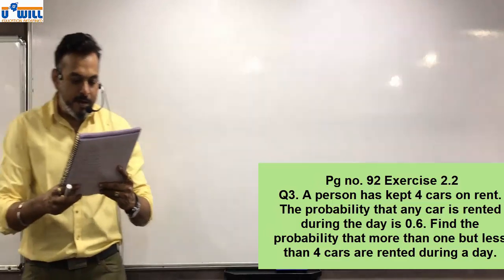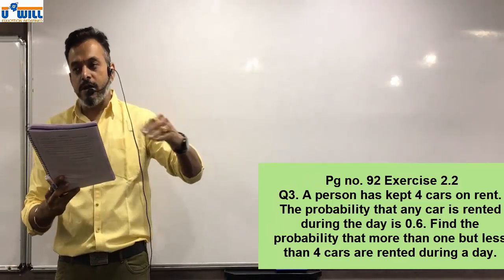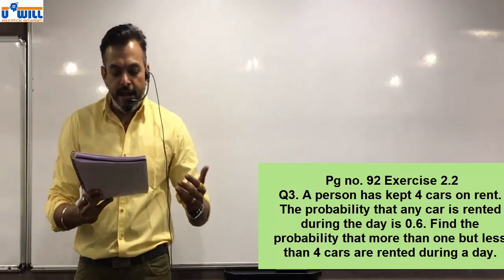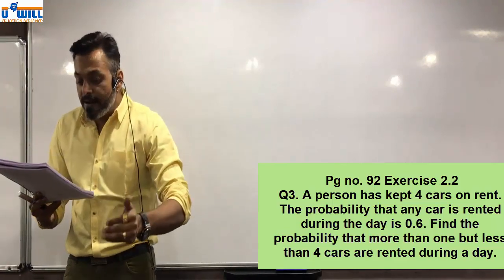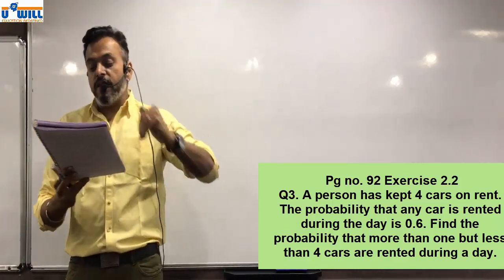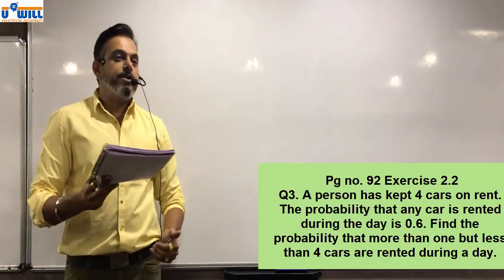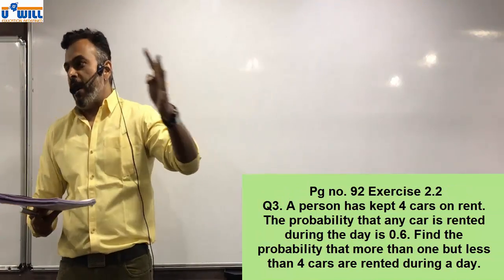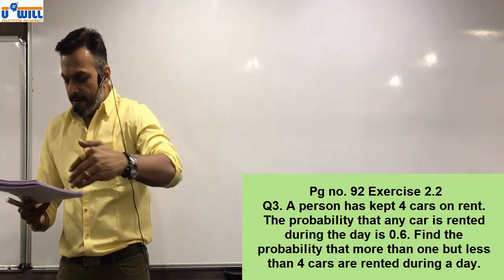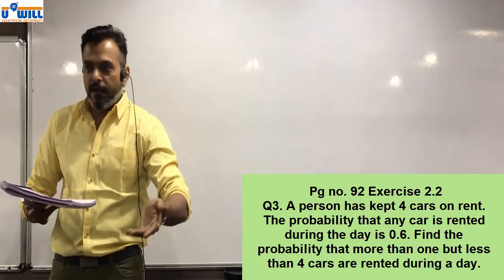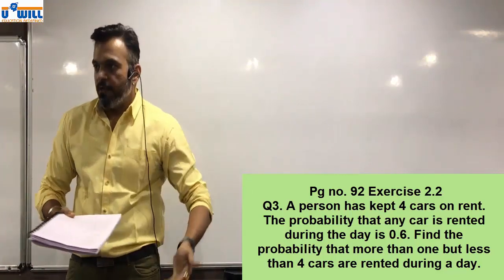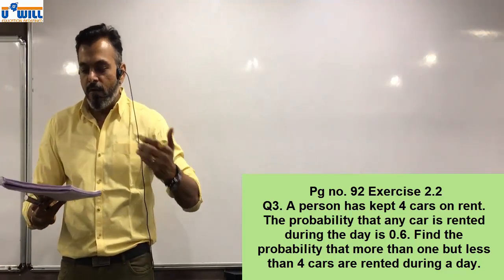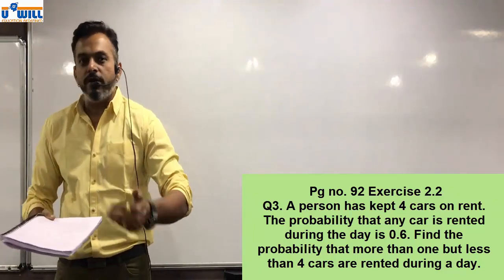Question number 3. A person has kept 4 cars to run on rent. The probability that any car is rented during the day is 0.6. Find the probability that more than 1 but less than 4 cars are rented during a day. A person keeps 4 cars on rent for running. The probability that a car is rented is 0.6, that is, not rented is 0.4. We have to find that more than 1 car but less than 4 cars are rented during a day.